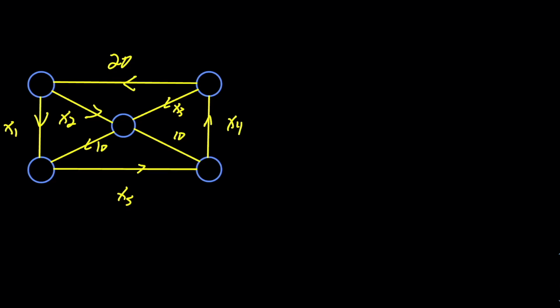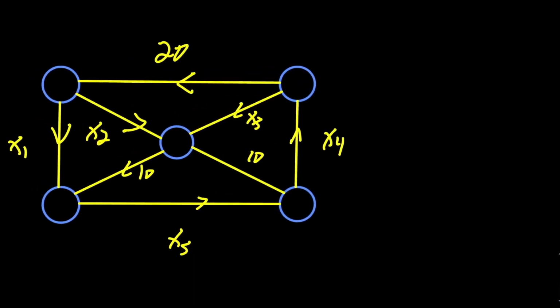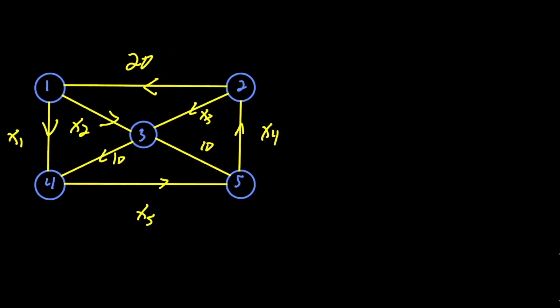So, let's look at x1 and x2. We know, oh, you know what? It'd be very helpful if I numbered the blue dots. So, top left one is 1, 2, middle one is 3, bottom left is 4, bottom right is 5. Okay. This should make things a lot easier for you guys.